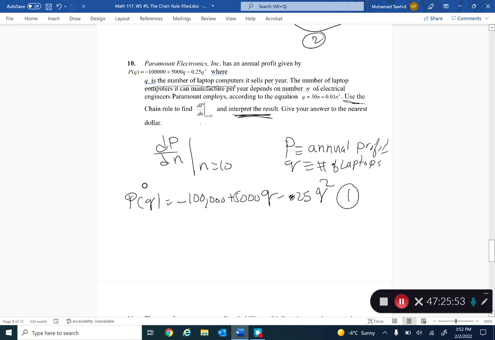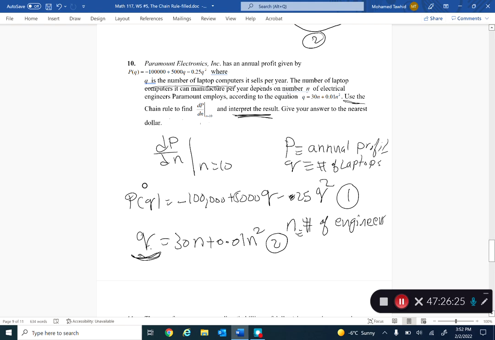What is N? Your N here is the number of what? Of engineers, the number of electrical engineers. So you have to write number of engineers, right? So that is the information given. Now, what is Q? They give you Q, the number of laptops, as a relation with the number of engineers, which is 30N plus 0.01 N square. I call this equation 2.